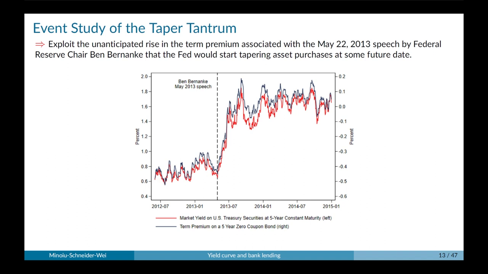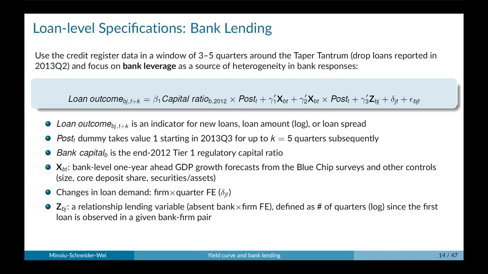So we're going to zoom in on the quarters before and after this significant rise in the term premium. We're going to think of it as unanticipated, and we're going to compare lending outcomes at banks before and after this significant rise in the term premium in a very standard diff-in-diff specification. Here it is. So we're going to regress loan outcomes at the bank firm level over a period of 3 to 5 quarters around the taper tantrum, not one and two, because it takes time for banks' lending decisions to respond to any financial or real shock, and not more than 5 quarters, because by extending the window too much, we allow maybe contamination effects from some other events in the economy.